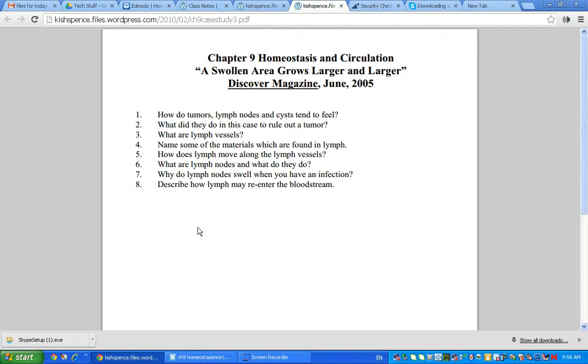So this is case study 3. Try and go over these a little quicker. Number 1 says, how do tumors, lymph nodes, and cysts tend to feel?